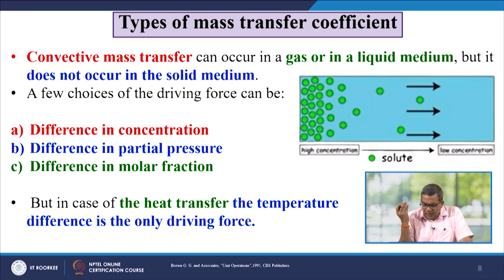Now, there are different types of mass transfer coefficients. One is the convective mass transfer. This can occur in a gas or in a liquid medium, but it does not occur in solid media. There are a few choices of the driving force. This can be the difference in the concentration, the difference in the partial pressure, and the difference in the mole fraction. But in case of heat transfer, the temperature difference is the only driving force.